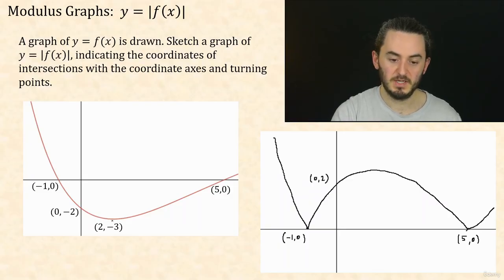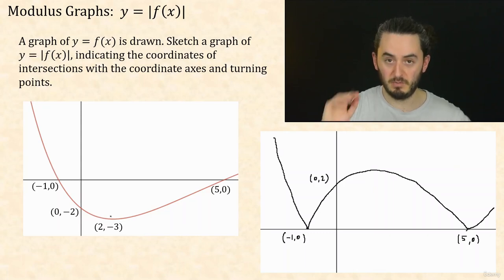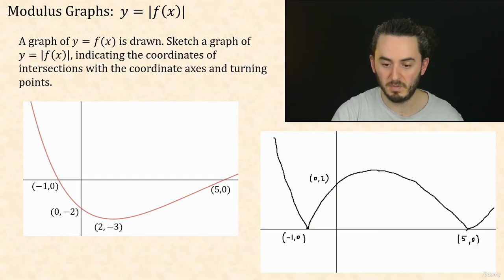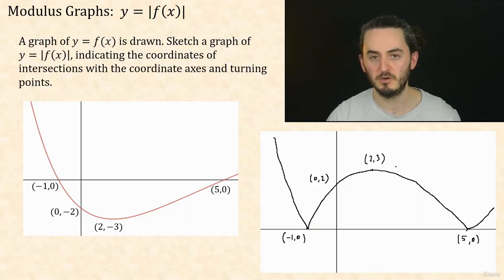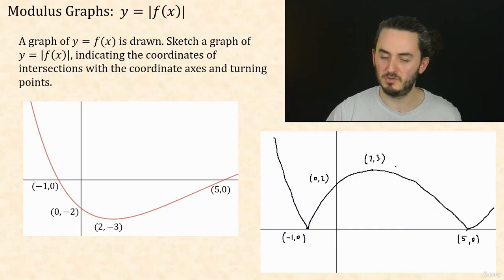And then finally, this turning point here, well, that was 2 along and 3 down. When it pops up, it's now 2 along and 3 up rather than 3 down. So this turning point here is 2, 3. So you can see that we can work with functions even when we don't know what their equation is, as long as we've got enough information. All right, so that's the modulus function, and that's what y equals mod f of x looks like.